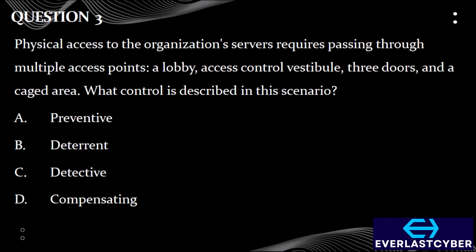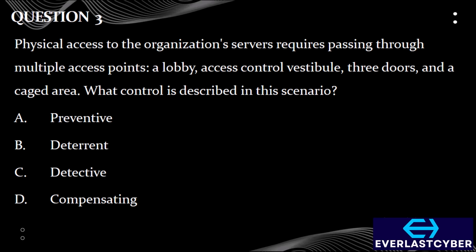Question 3. Physical access to the organization servers requires passing through multiple access points: a lobby, access control vestibule, 3 doors, and a caged area. What control is described in this scenario? Option A. Preventive. B. Deterrent. C. Detective. D. Compensating.